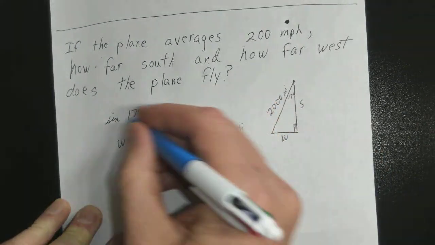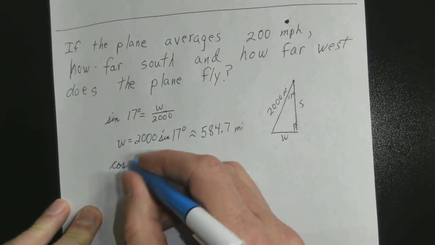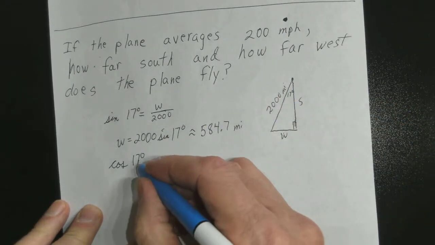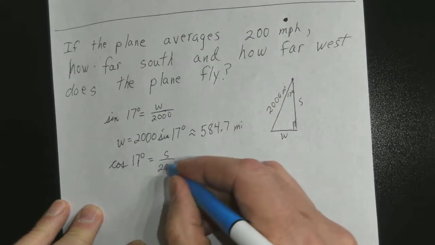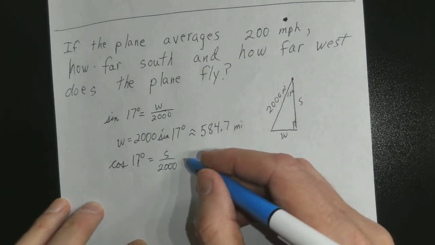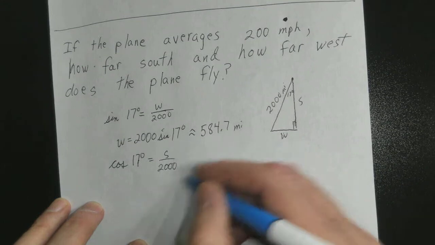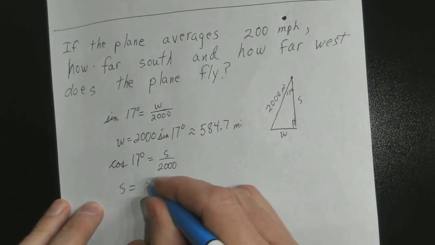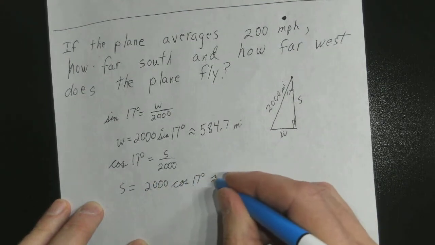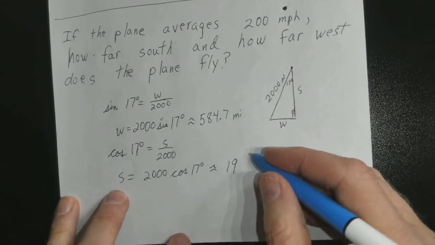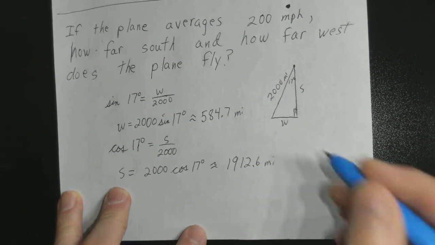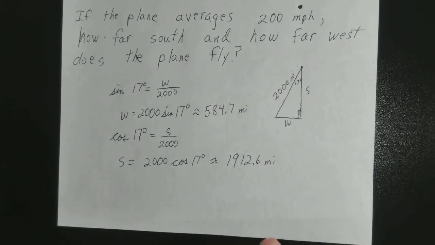Now, if I just switch, adjacent is the south to the 17 degree angle. If I switch those around, cosine is south over 2,000. S is 2,000 times cosine of 17 degrees. And we're talking how much? 1,900 something, right? 1,912 point something. If you got 1,912, count it right. All right, we good there?